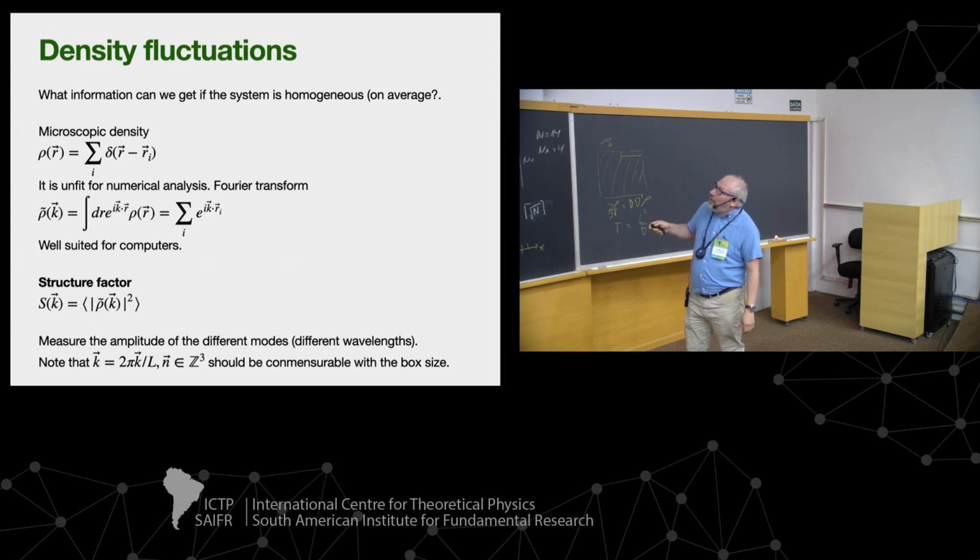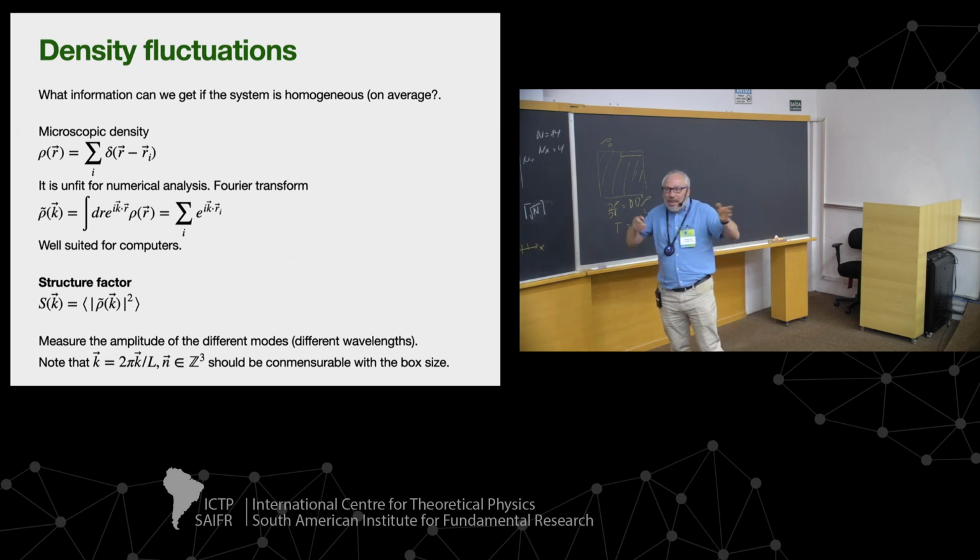This is the Fourier transform. If you Fourier transform a Dirac delta, the integrals are very simple. For every delta, you replace r by r_i. So you get that the Fourier transform of the density is this sum of Fourier modes. And that expression now is very adequate for computers. There's nothing infinite there, just complex numbers that you can compute quite easily.